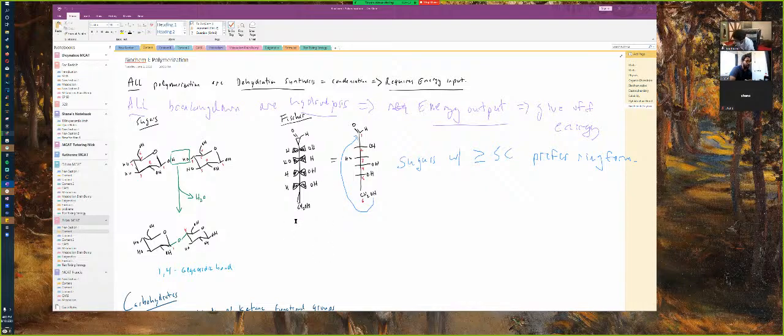Because if you remember, the carbonyl group has a partial positive here, partial negative here, right? And an OH group has a partial negative, right? So it attacks like that.